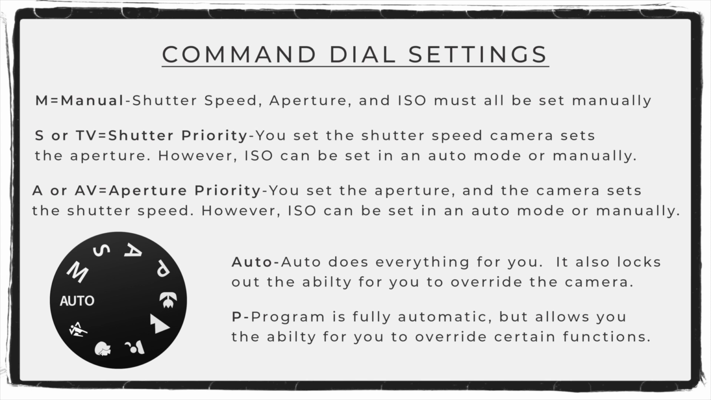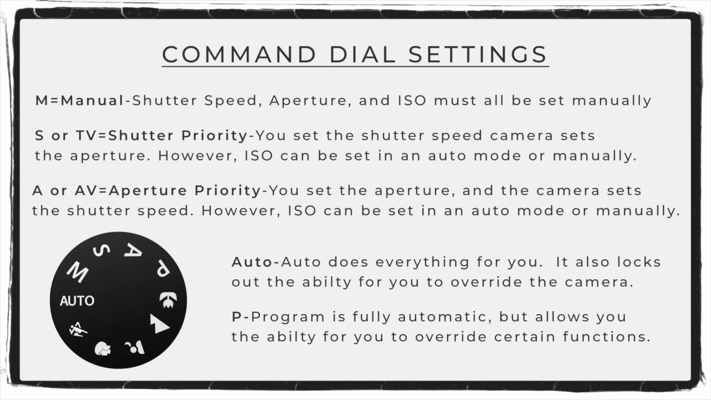All right, the command dial. This is a dial usually on top of your camera that lets you set different things. So the first one that we have is M, and that is manual, meaning you are going to manually set your shutter speed, your aperture, and your ISO if you've turned auto ISO off.